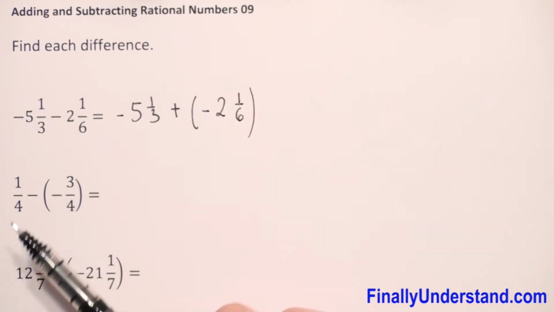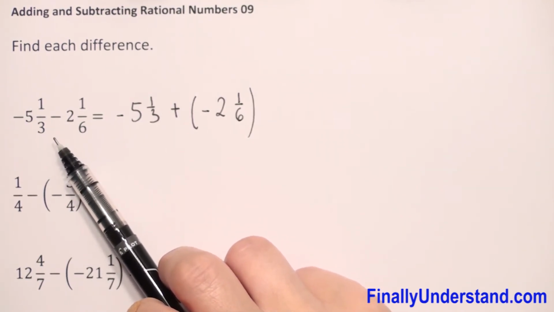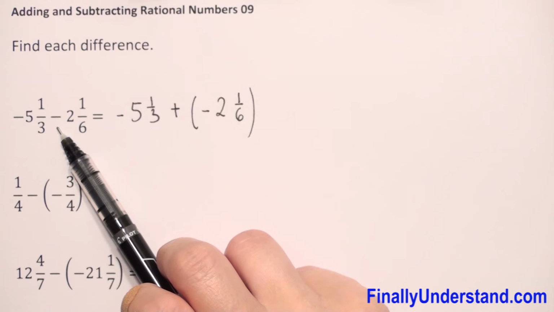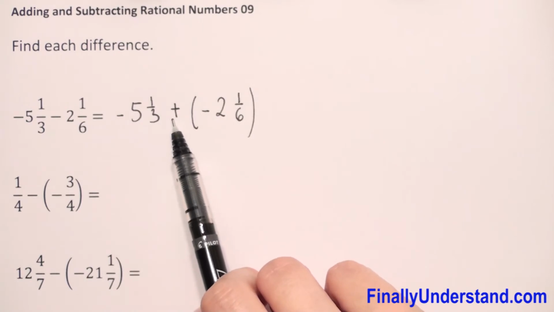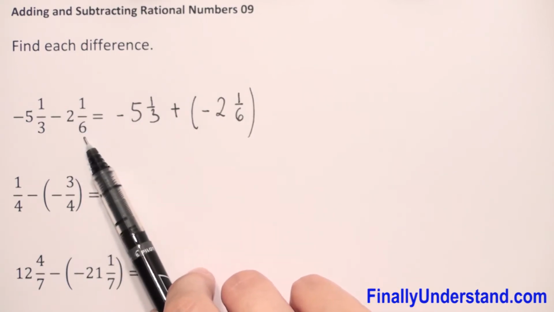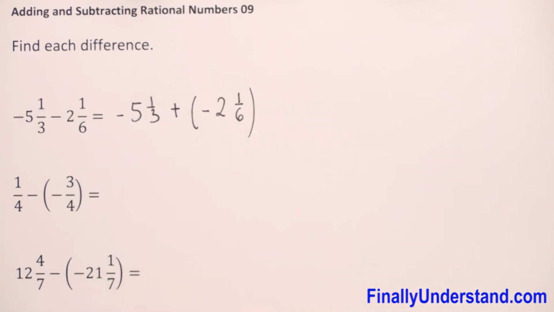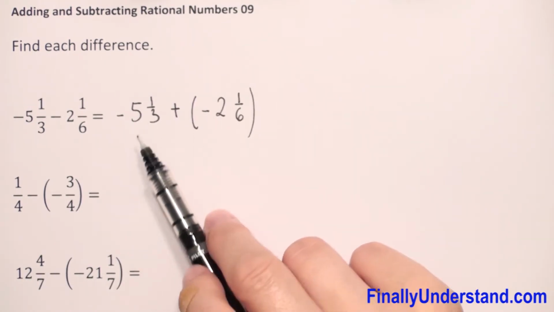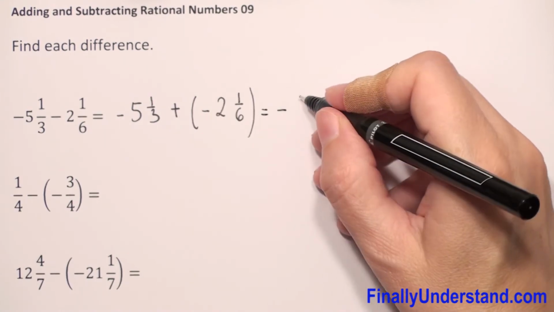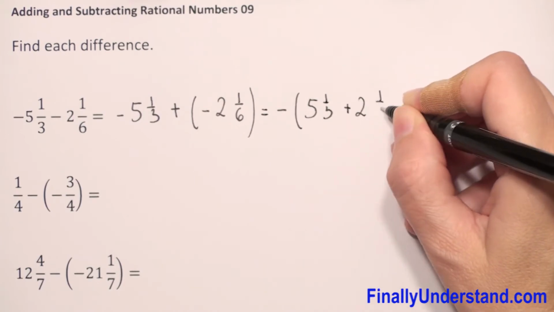One more time. When we have to subtract rational numbers, we use the same rule like for subtracting integers. So we change subtraction to addition of the opposite number. The negative sign we change to positive, and the opposite to 2 and 1 over 6 is negative 2 and 1 over 6. So now we have addition of two negative numbers, both of them negative, so we copy the negative sign and we just add 5 and 1 over 3 plus 2 and 1 over 6.